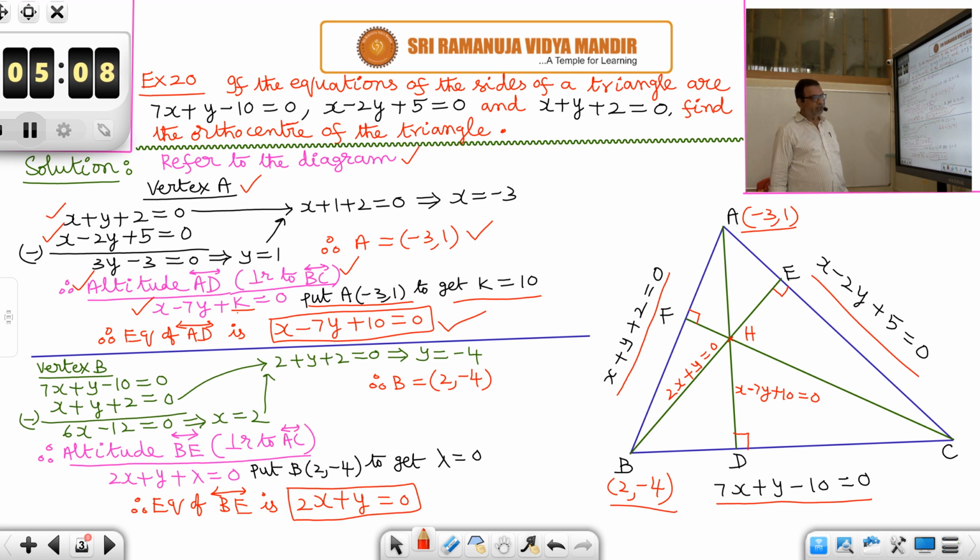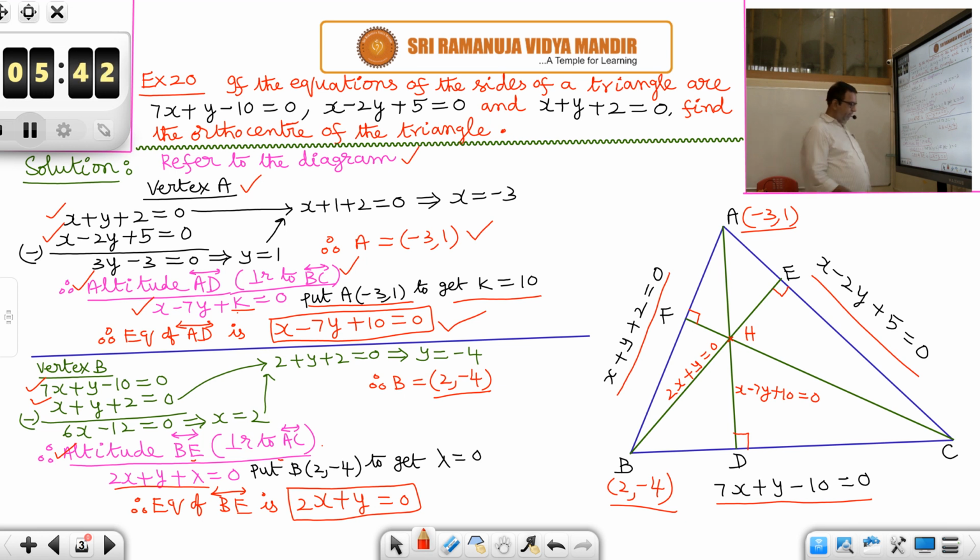Similarly, vertex B is obtained by solving this pair of equations. So vertex B is 2 comma minus 4. So altitude BE, it is perpendicular to which side? It is perpendicular to the side AC. AC equation is x minus 2y plus 5 equal to 0. So the perpendicular line will be in the form 2x plus y plus lambda is equal to 0. But how to find lambda?